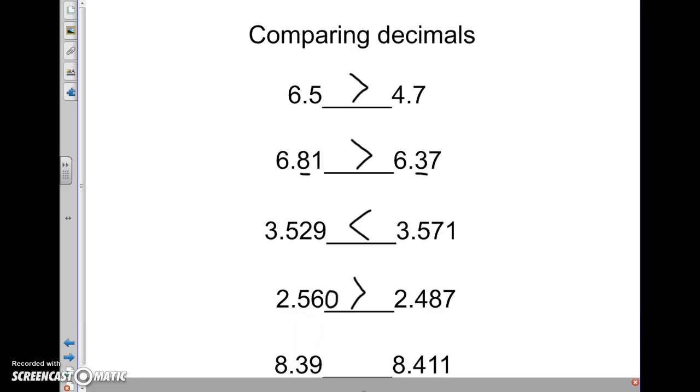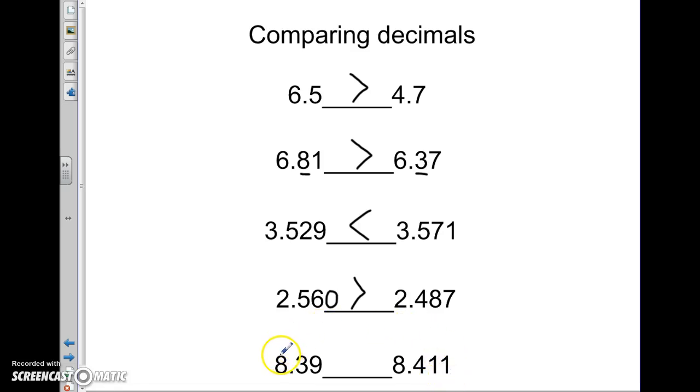Okay, and last one for today, we have 8.39, or 8 and 39 hundredths, versus 8.411, or 8 and 411 thousandths. So we're going to do the same thing. We're going to start with the largest digit, which in this case is the ones place. 8, 8, they're the same. And we look over to the next place value to the right, which is the tenths. We see a 3 and a 4, so the one with the 4 is going to be the larger number of the two.